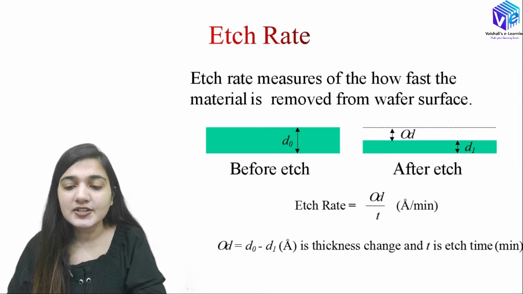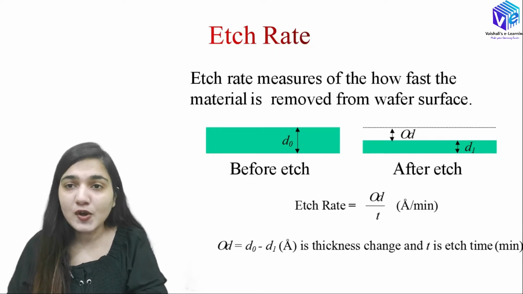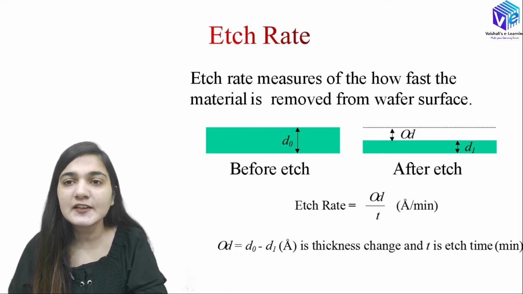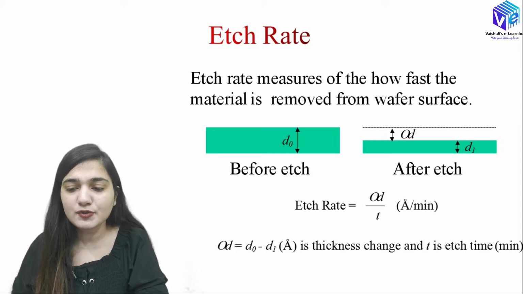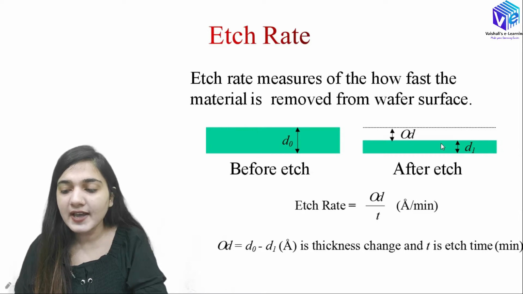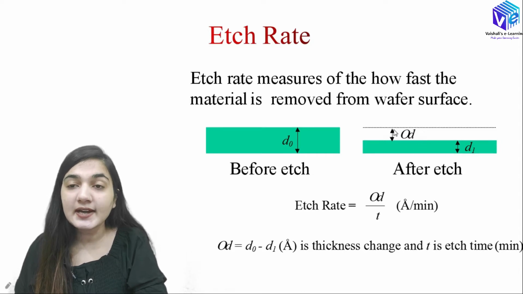What is etch rate? Etch rate is the measure of how fast my etching is occurring. So what was etching? Etching was the removal of a material from the surface. So etch rate measures how fast a material is removed from the surface. As mentioned here, you can see that before etch, the material has the depth D0 and after etch the material has the depth D1. So this ΔD is the depth of the material that is etched.